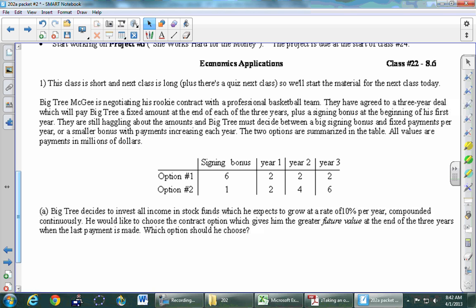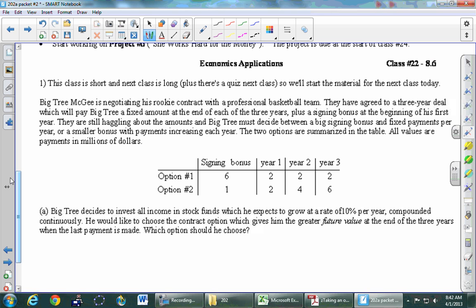They agreed... they're still haggling about the amount of the bonus per year, a smaller bonus. Okay, so let's take a look at the different options here.